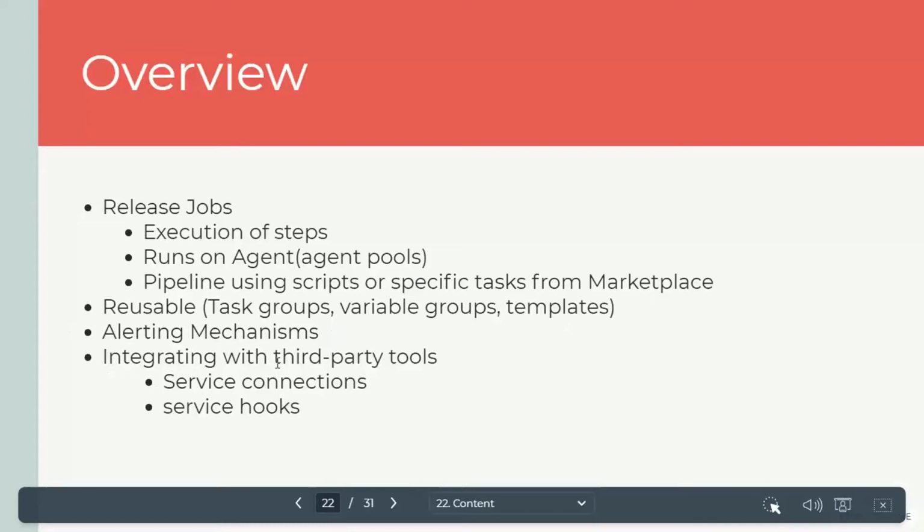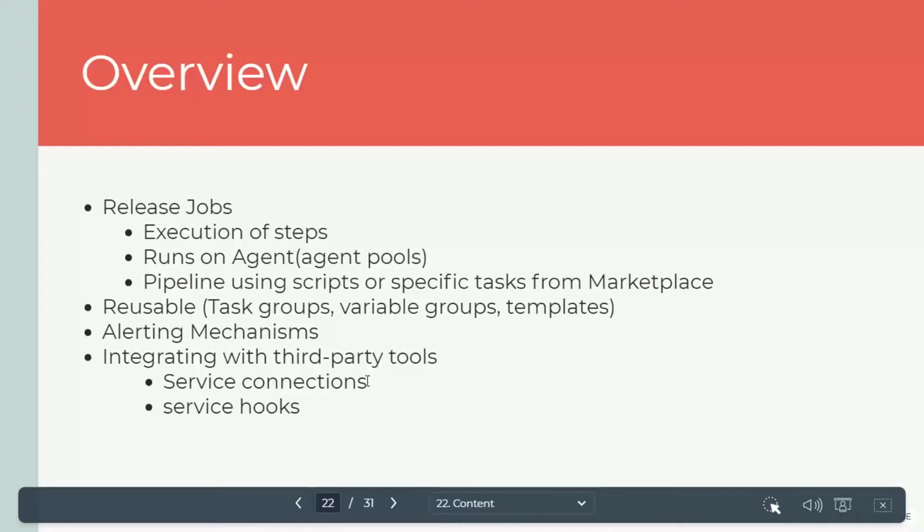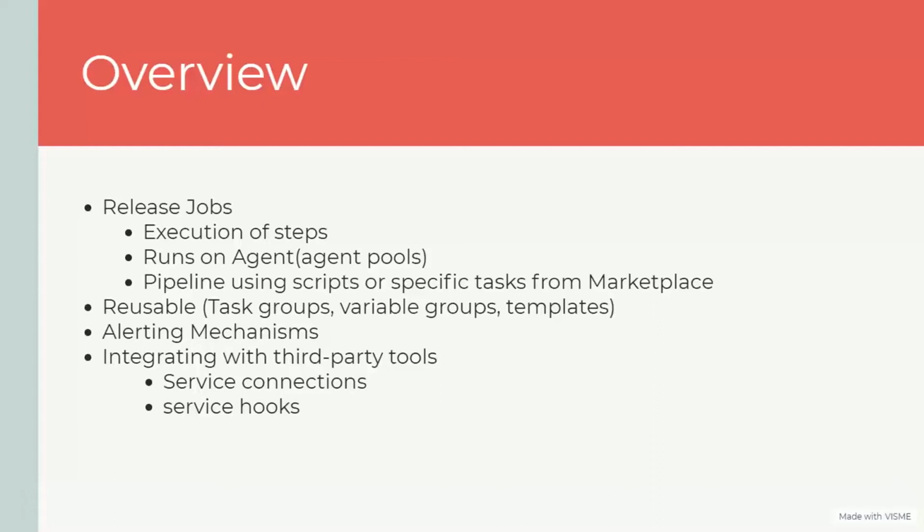Okay, and then the next one is integrating with third party tools. The first one is service connection and service hooks. For example, if you want to connect to any server in a very secure manner, at that time we will be using the service connection, which we are going to see in the next slide also. But just for an example, the Azure cloud. You want to authenticate to the Azure cloud first, and after that only you will be able to deploy the application.